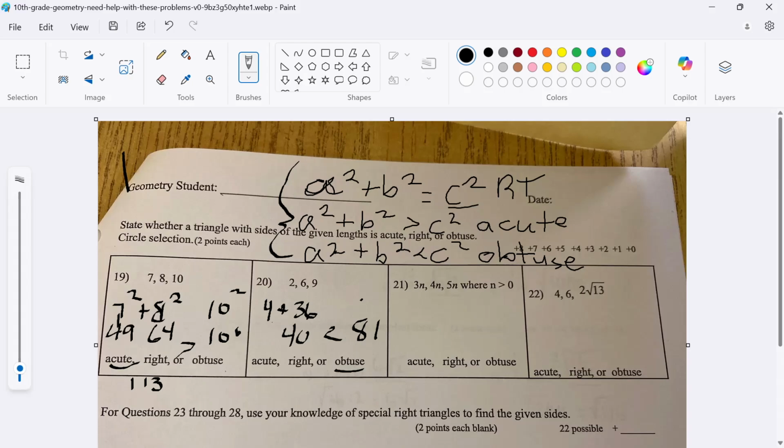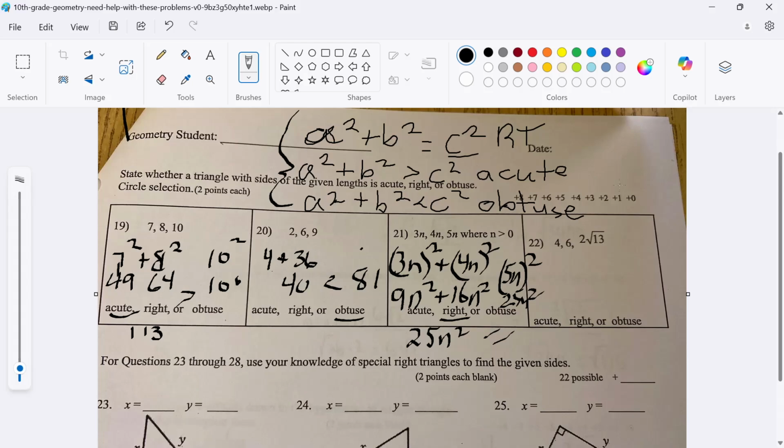All right, 3n, 4n, 5n. 3n, the whole thing squared, plus 4n, the whole thing squared. And then I have to do 5n, the whole thing squared. Well, 3 squared is 9, n squared is n squared, plus 4 squared is 16, n squared is n squared, and then 5 squared is 25, n squared. 16 plus 9 is 25, n squared equals 25n squared. Since they're equal, that's a right triangle.